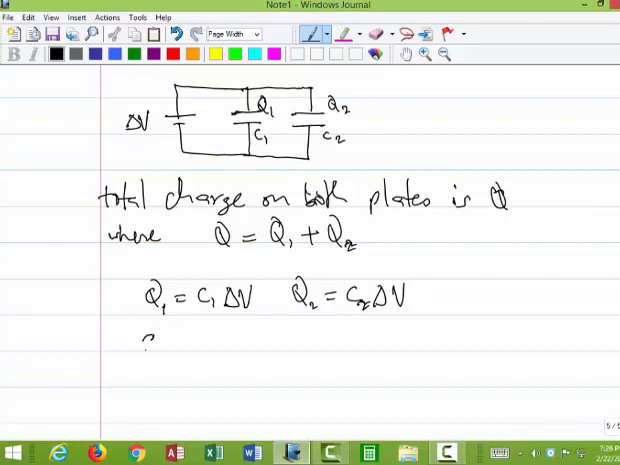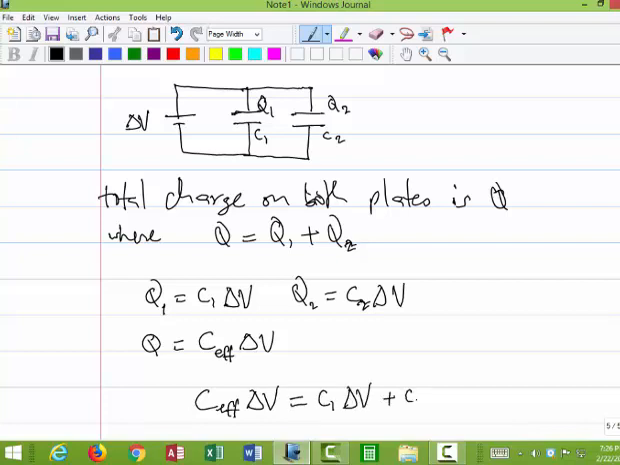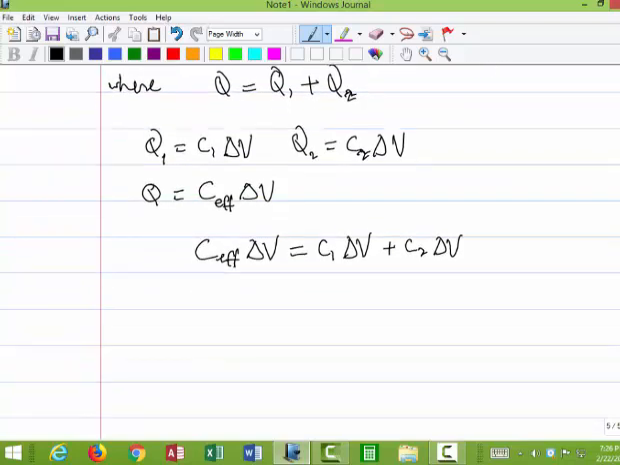So we can say the total charge Q is equal to the effective capacitance times the potential difference across the battery. If we use that, then effective capacitance times delta V is equal to C1 delta V plus C2 delta V. And if you just cancel the potentials, then C effective is equal to C1 plus C2.